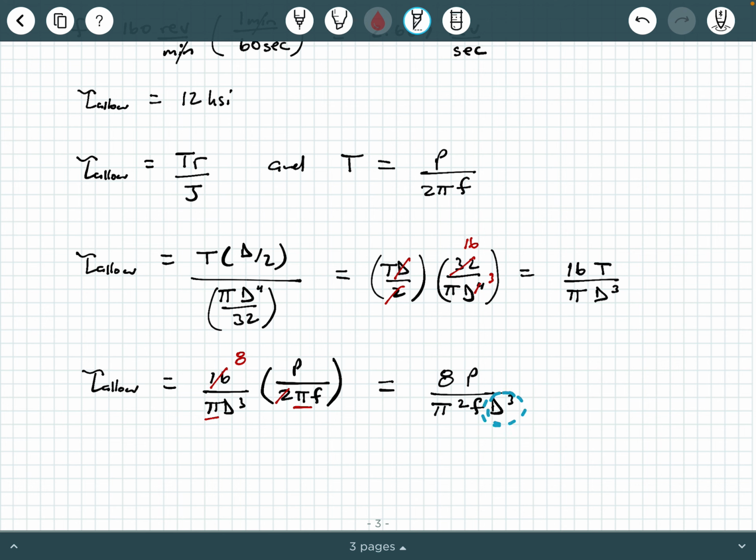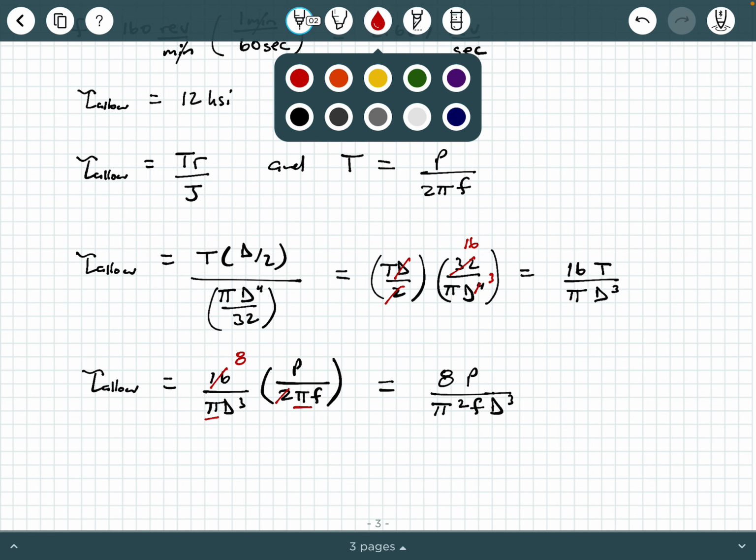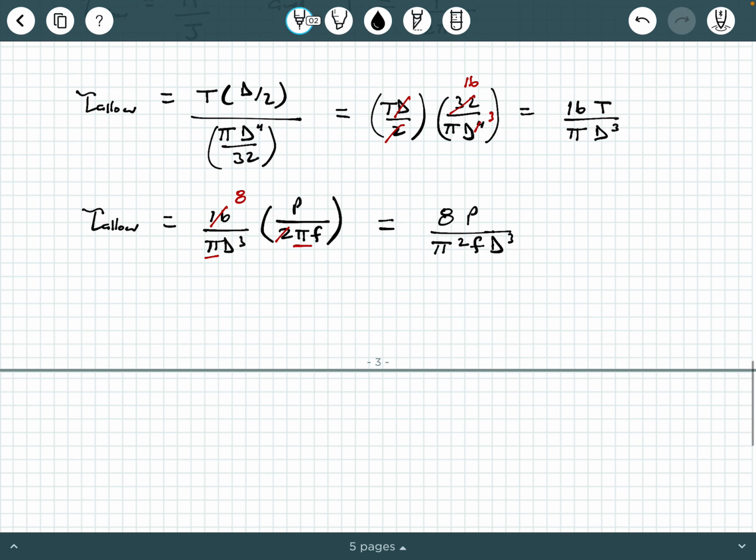We're going to pull this d cubed out and take a cubed root finally, okay? And so what I can do is I can say d equals 8p over pi squared f times tau allow. And then all of this is going to be cubed rooted or raised to the 1/3 power.